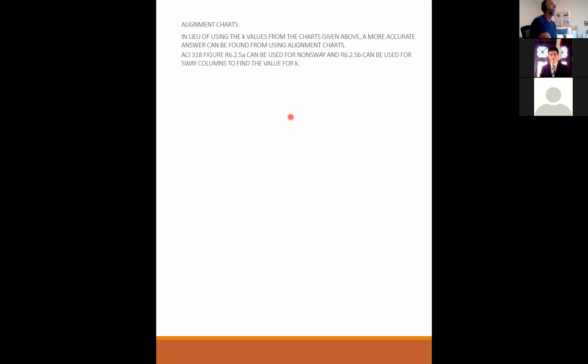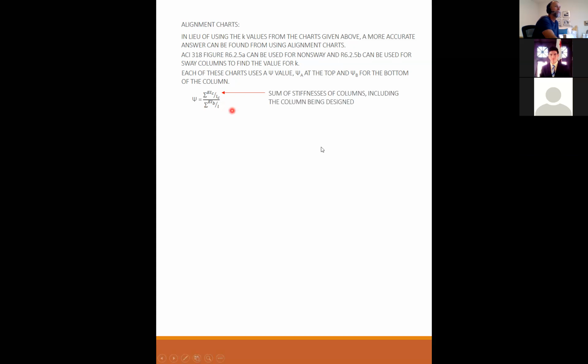R6.2.5B can be used for sway columns to find the value for K. Each of these charts uses a psi value, psi A at the top and psi B at the bottom of the column, where psi is equal to the stiffness of the sum of all the columns over the sum of the stiffness of all the beams. So the top is the sum of stiffnesses of columns, including the column that you're designing, and the bottom is the sum of the stiffnesses of the beams framing into the joint in the plane to the direction of interest.